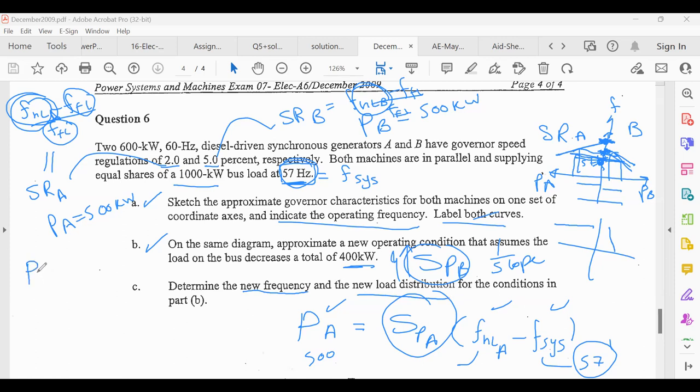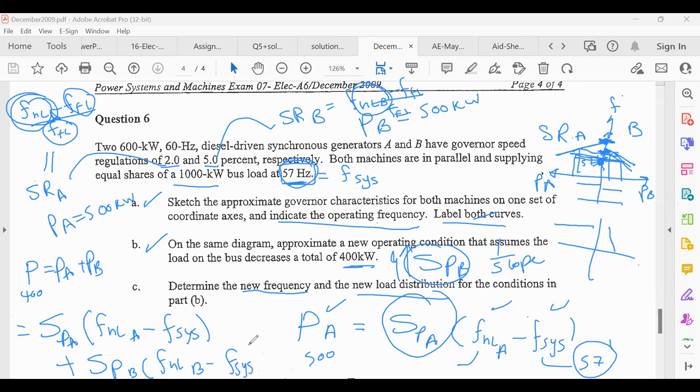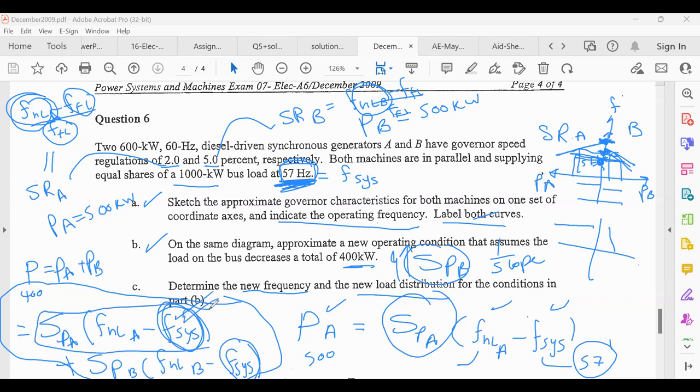So you have the total power equals PA plus PB, right? This now is 400. I already know the slope for A. It's constant. I know the no load for A, but I don't know the system frequency. Plus, I know the slope for B. I know the no load for B, but I don't know the system frequency. Look at this equation. It's 400 plus this. Only the new frequency is unknown. And I'm sure that this frequency must be higher than the 57, because it's less load. So you can calculate this one. After you calculate it, you can calculate separate A and separate B to know the load distribution between A and B. And the summation of both should be 400 watt or kilowatt.